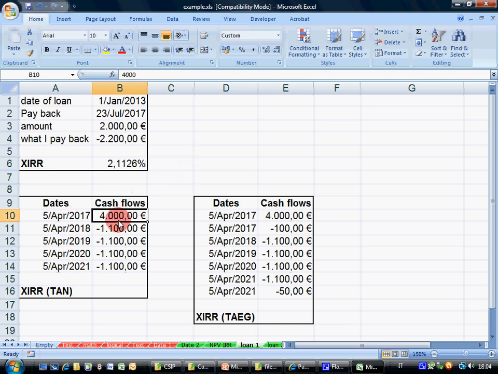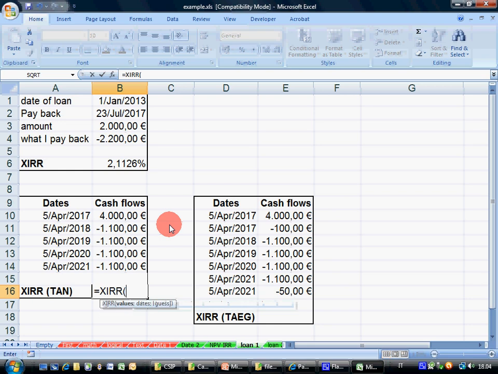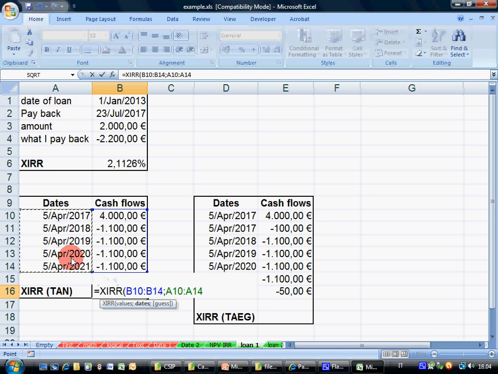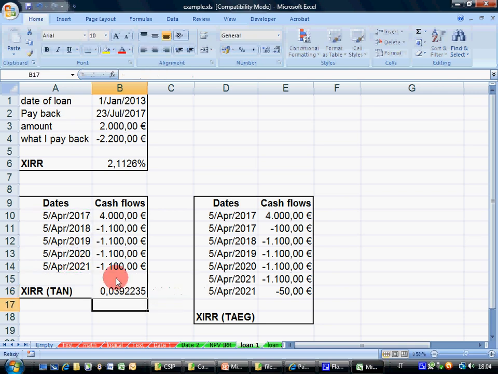You receive 4,000 euros, pay back 1,100 every year. Okay. So let's see it. XIRR values. 3.92%. Okay. Well, in case you don't have hidden and administrative expenses, the TAN and the TAEG are the same thing. But in case you do have hidden and or administrative expenses, this one is the TAN. Okay. Let's see the TAEG.